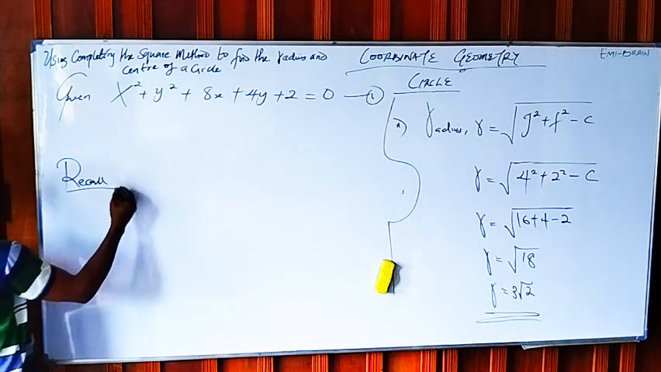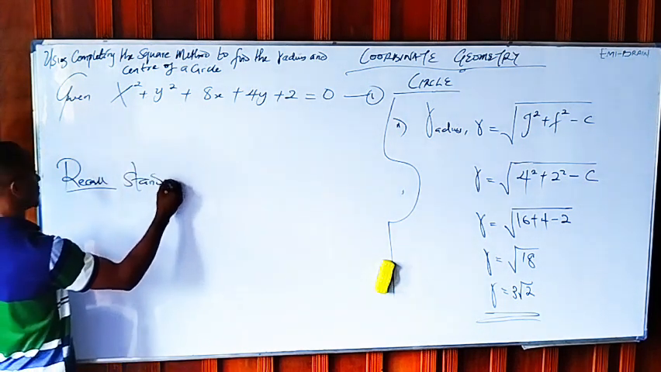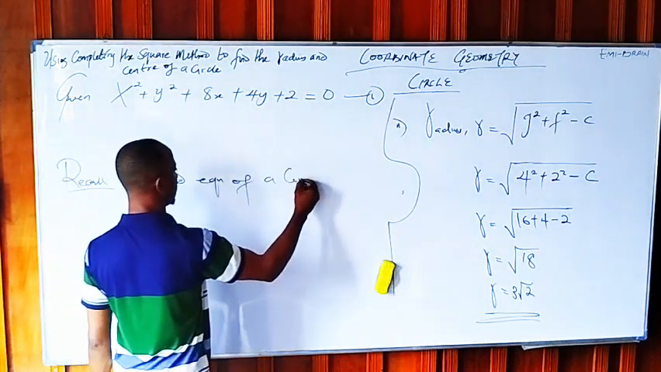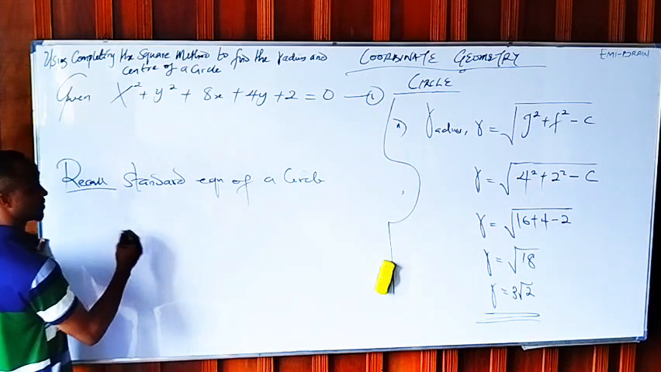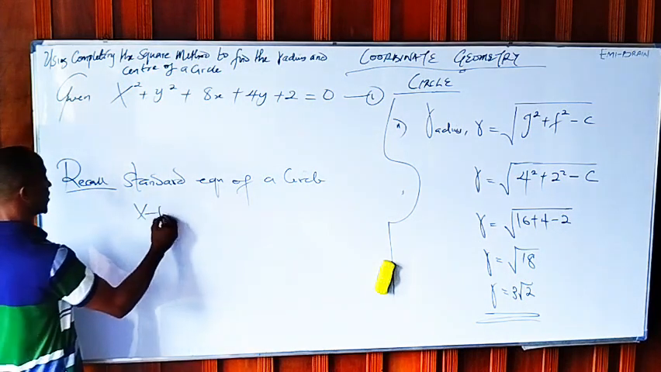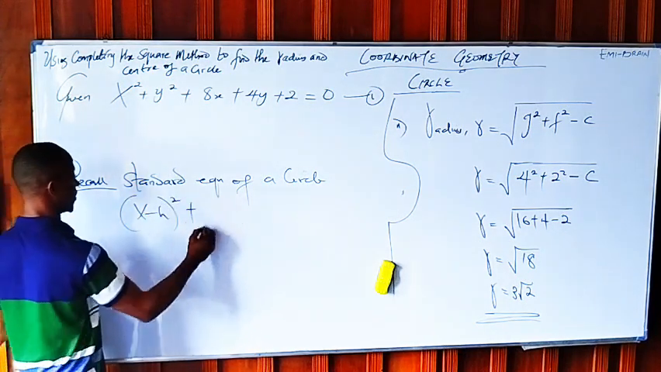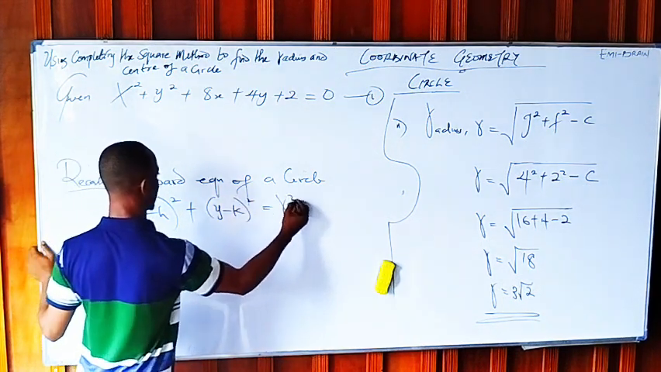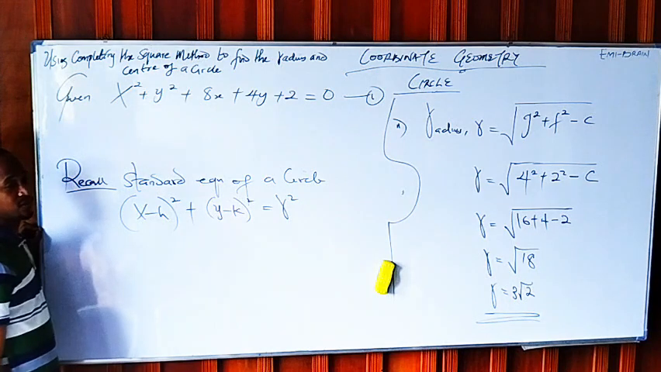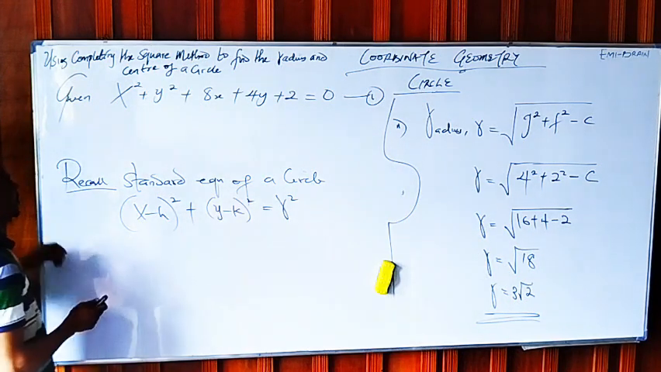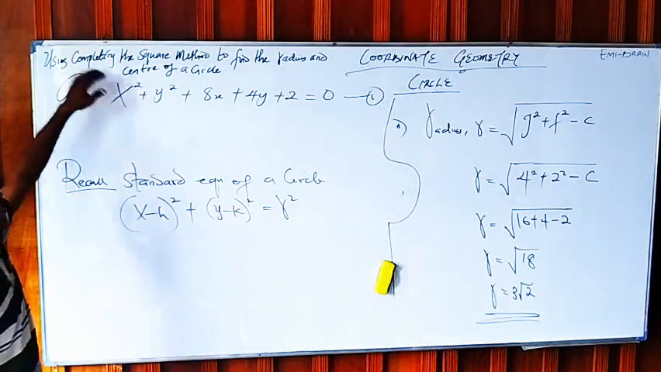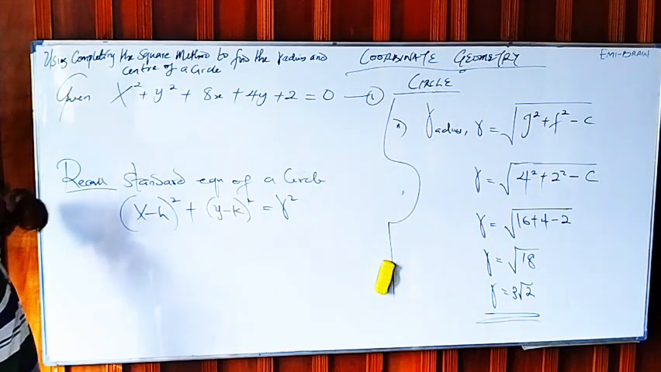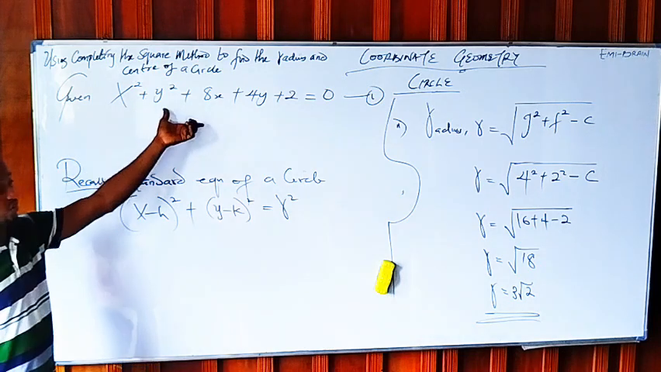Are you aware that we say the standard equation of a circle is given as what? You can remind me. (x minus h) all squared plus (y minus k) all squared equals r squared. Is it not? Now, whenever I say find the center and radius using the completing the square method, what they want from you is to use that method to reduce this equation to this form.